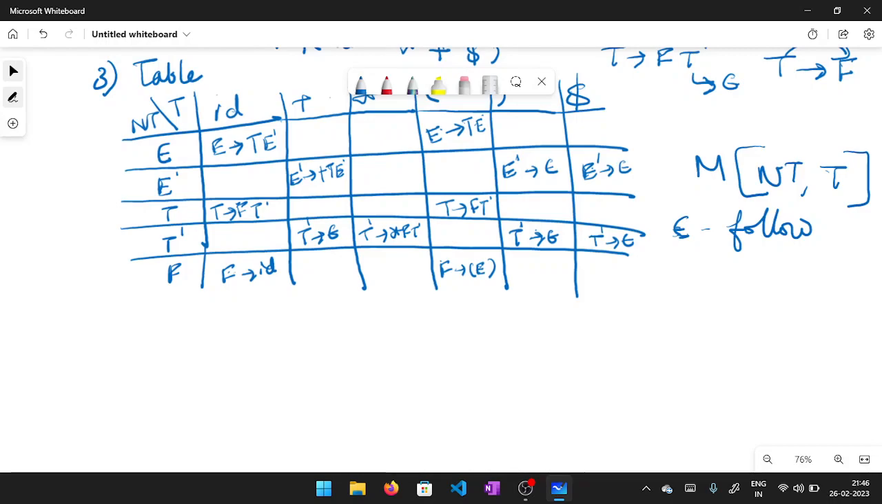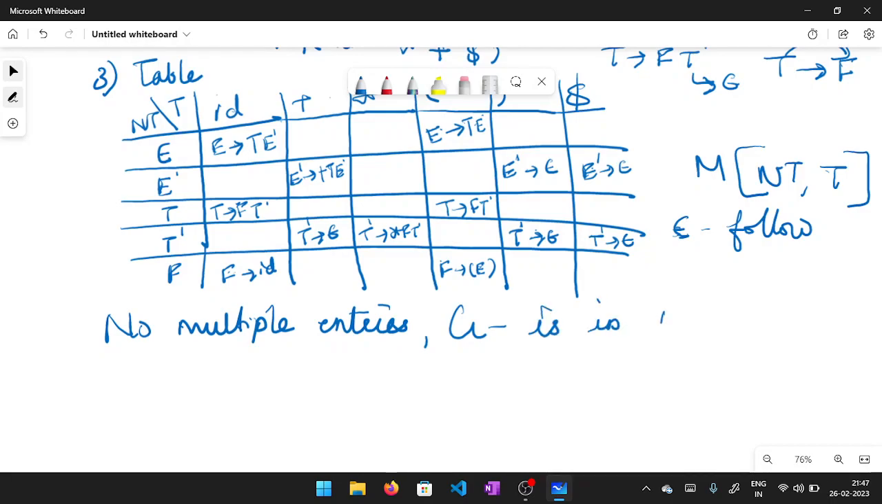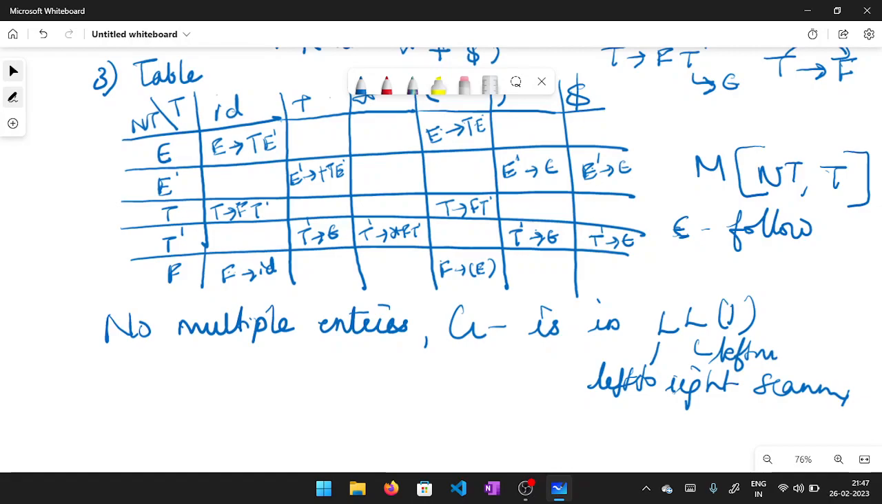So this is your predictive parsing table, right? Since there are no multiple entries in the predictive parsing table, the given grammar is LL1. This first L stands for left to right scanning, and the second L stands for leftmost derivation. Okay, thank you, students.